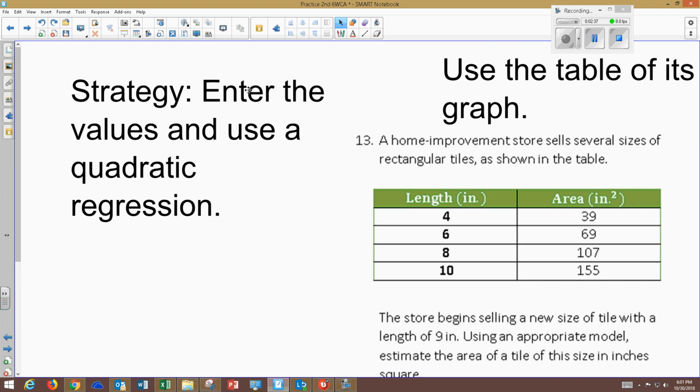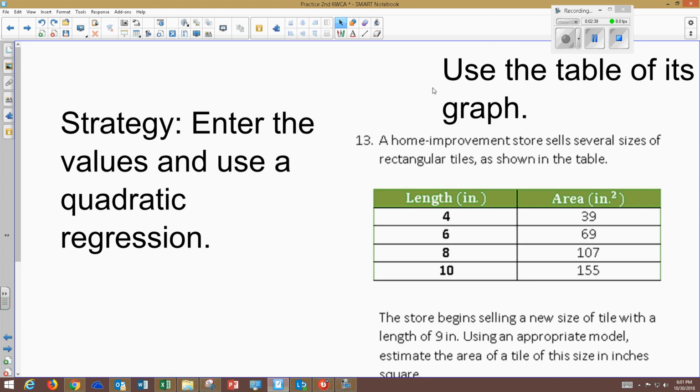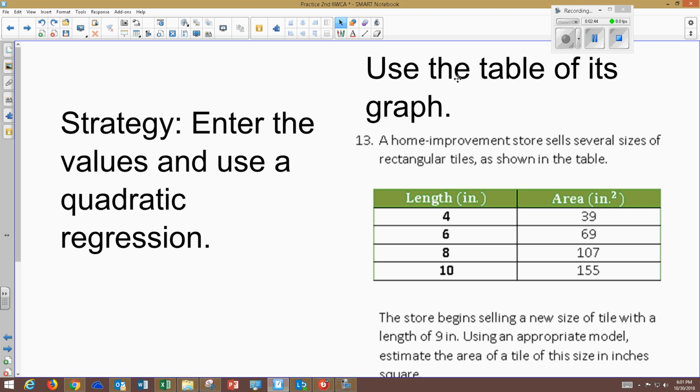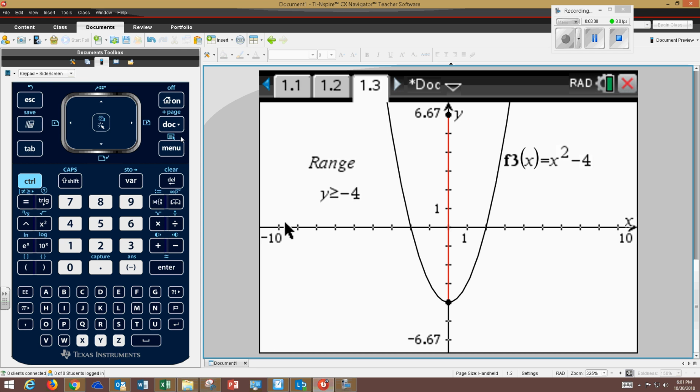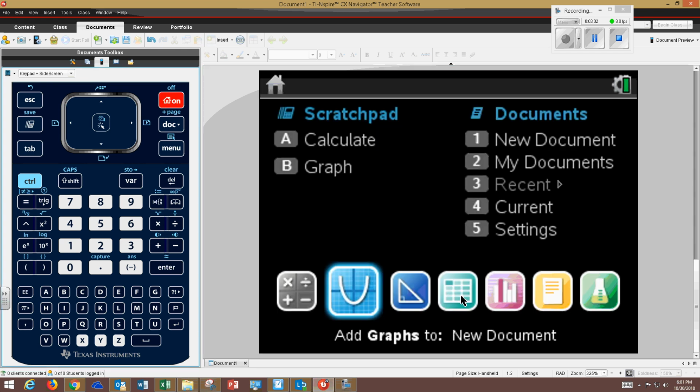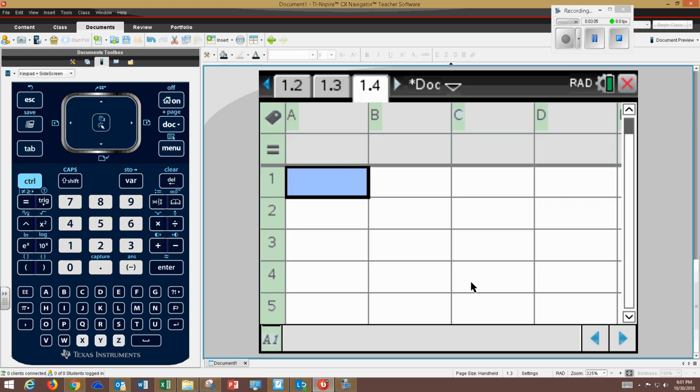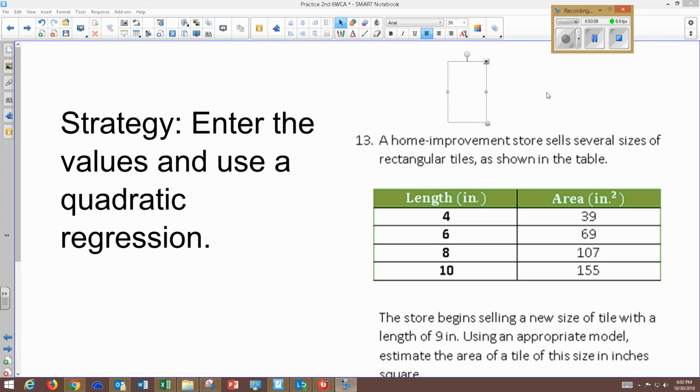So we're going to enter the values into lists and spreadsheets, use a quadratic regression, and use the graph and the table. That's just a horrible sentence, I'm going to get rid of it. Okay? And then we'll just graph it and look at the table. So let's get this entered. Let's first go to lists and spreadsheets and enter this. All right, home screen, and let's go to lists and spreadsheets.